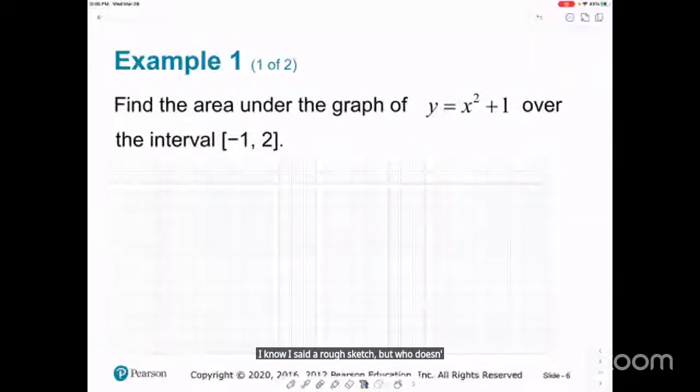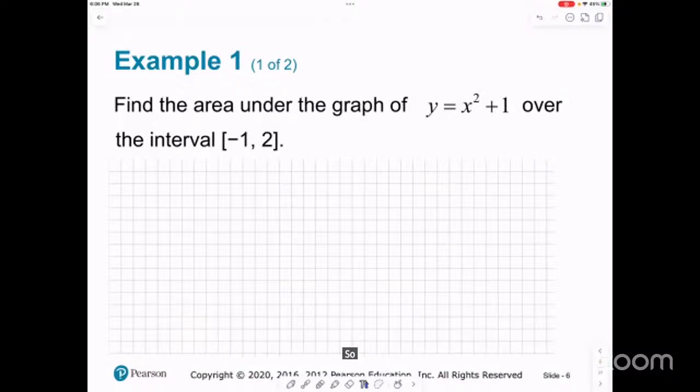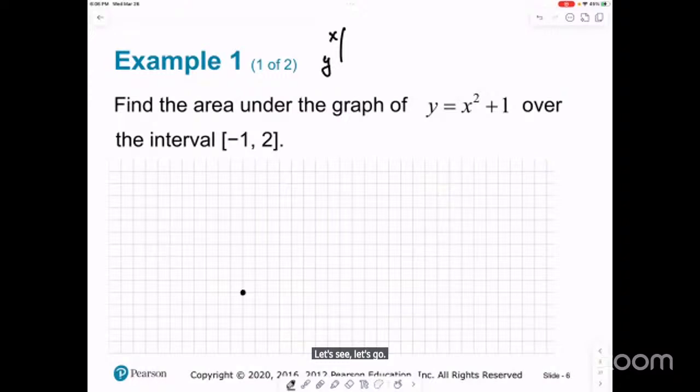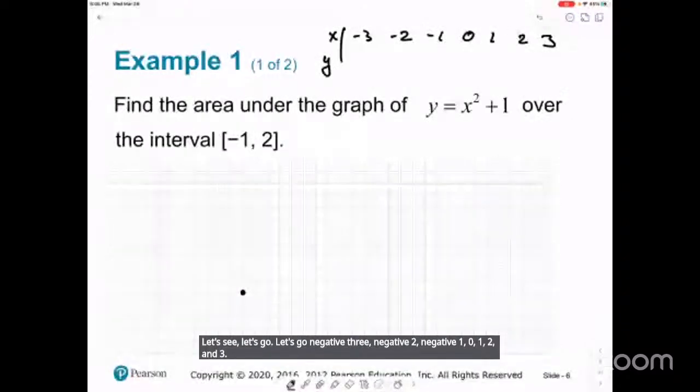Okay. So x squared. I guess a few points shouldn't be too terribly bad. Let me see. Okay. So maybe let's go about here. Say this is the origin. I'll make a quick table, right? So like x versus y. Let's go -3, -2, -1, 0, 1, 2, and 3. What is that, like 9, 4?